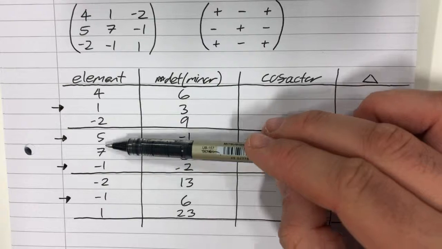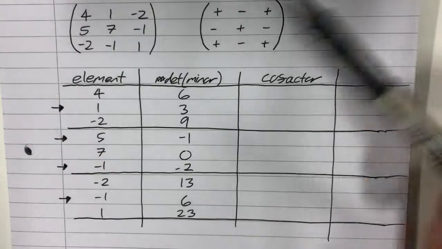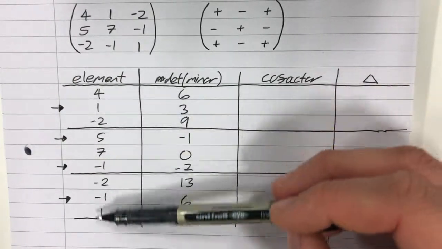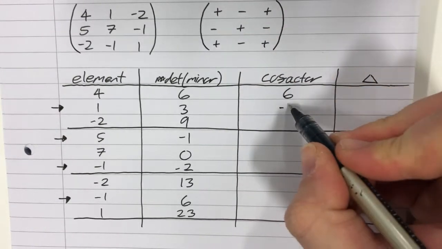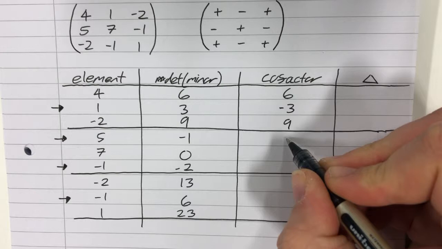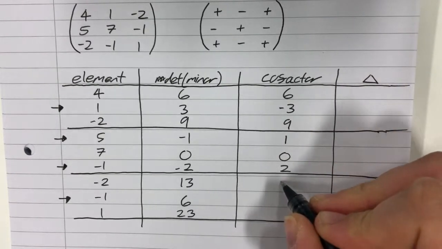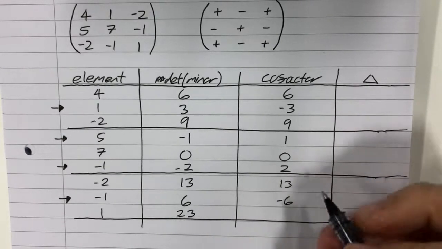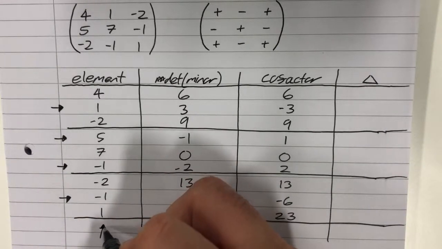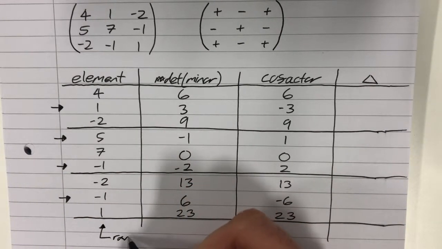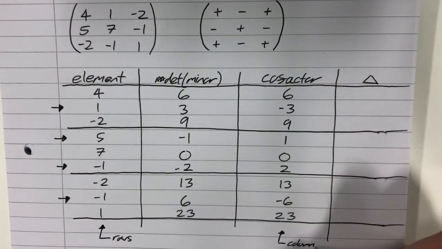And those 4 positions, we're just going to change the sign of the determinant of the minor and give us the cofactor. Those that are not on those 4, the other 5, will just remain the same. So that remains as a 6, because that's in a positive position. That changes to -3. That remains as a 9. That changes to +1. That's a 0 anyway. That changes to +2. That remains at 13. That changes to -6. And this one remains at 23. Okay. Now these were the rows of the matrix. So these will end up being the columns of the inverse.